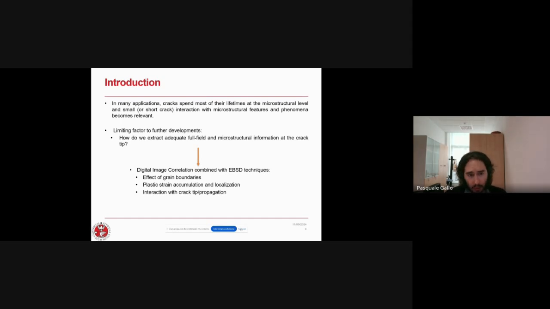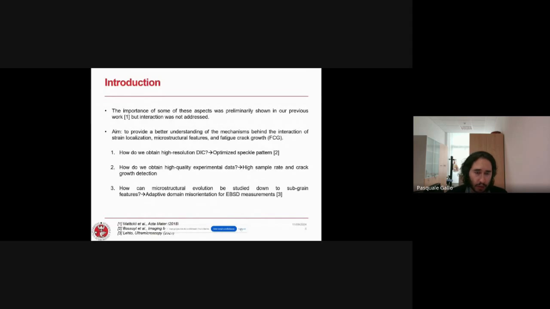And we realized that maybe the limiting factor for further development in the field was the extraction of full field and microstructural information at the crack tip. And we thought maybe the answer is in combining digital image correlation and the EBSD technique. We tried to address a little bit of those topics in some previous papers, but we never really addressed the interaction of all these features. Therefore, in the work today, the focus is to provide a better understanding of all the mechanisms behind the interaction of strain localization, microstructural features, and fatigue crack growth.